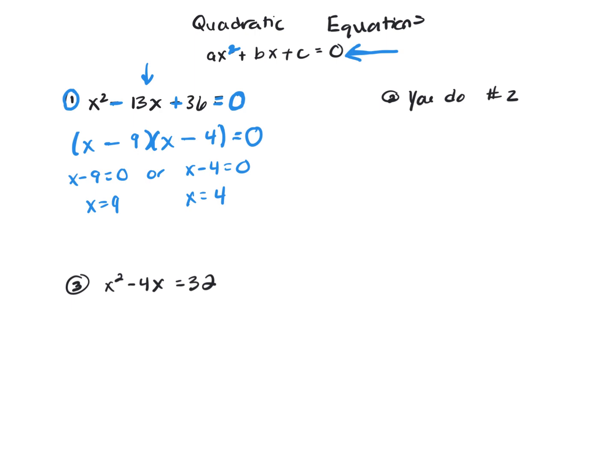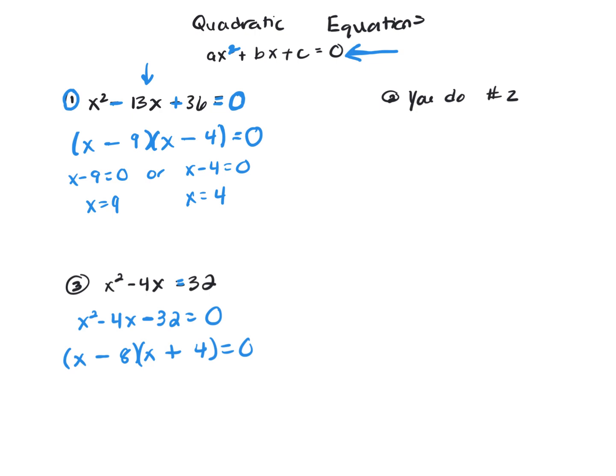Number 3, it's not in standard form. You got to have 0 on one side. So let's subtract 32 from both sides. And let's set up the factor. X, 8 times 4 is 32. You need a negative 32, so that means your signs must differ. I'm going to put the minus here and the plus here.